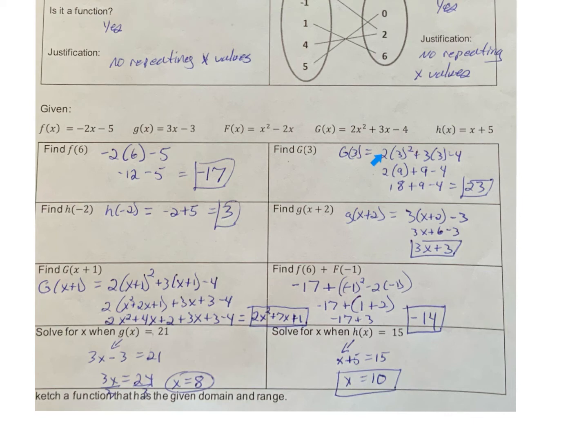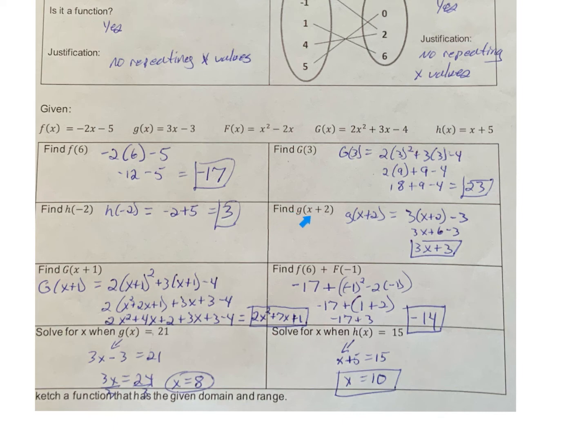So it's 2, and then in parentheses 3 squared, plus 3, and then in parentheses times 3, and then minus 4. Square the 3 first, that's 9. 2 times 9 is 18, and then 3 times 3 is plus 9 minus 4. So all of this, 2 times 9 plus 9 minus 4, is 18 plus 9 minus 4, which is 23. All right. You can see I have all these other examples here. I'm just plugging in the value and working it out into the function.